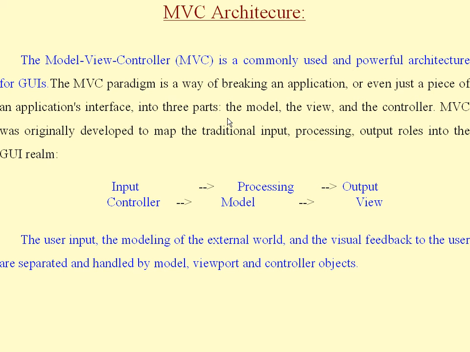The model view controller is a commonly used and powerful architecture for graphical user interfaces. The MVC paradigm is a way of breaking an application, or even just a piece of an application's interface, into three parts. Those are model, view, and the controller. MVC was originally developed to map the traditional input, processing, output roles into the graphical user interface realm.